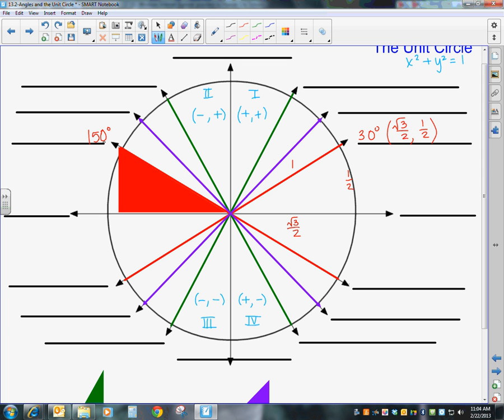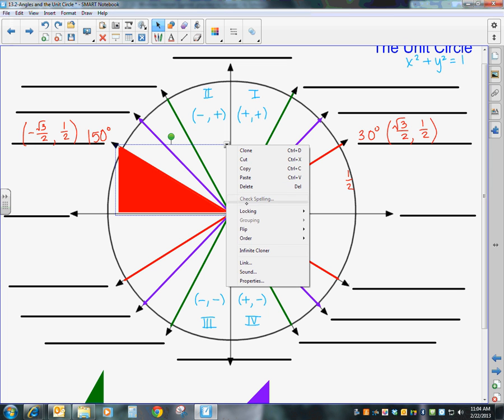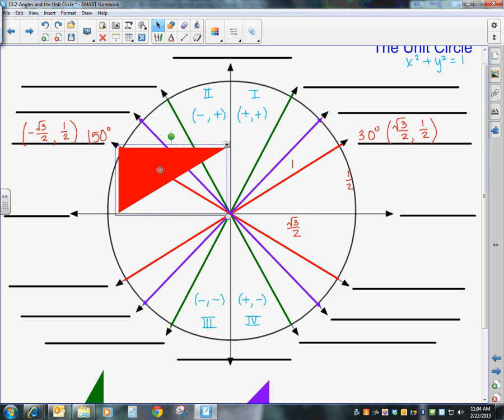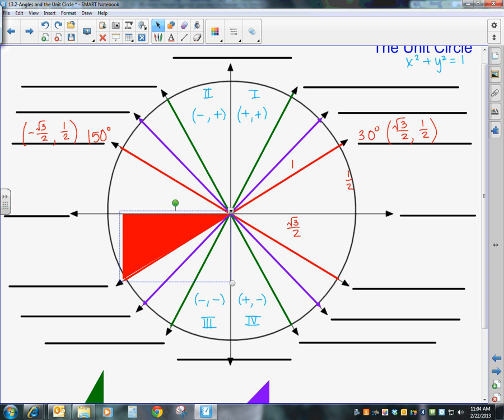So if we're at 150 degrees, I've got the same triangle. The only thing that changed is now my x is negative and my y is still positive. Now I'm going to flip the triangle up and down so you can see how it fits right here on my unit circle. So now I'm going 30 degrees after 180, which is 210. Same coordinates, but this time they're both negative: negative square root of 3 over 2, negative 1/2.